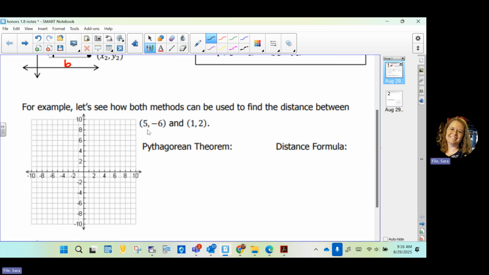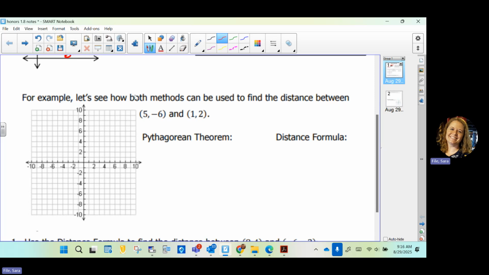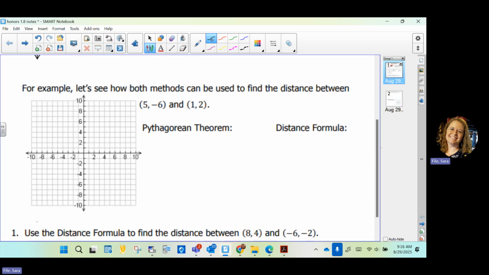Our points are at 5, -6. I'm going to do the distance formula first, and then I'll do the Pythagorean theorem. I'm going to label this as my x1 and y1, and this as my x2 and y2, just because that's the order it was given to me in. The first point is going to be point 1, the second point is going to be point 2.